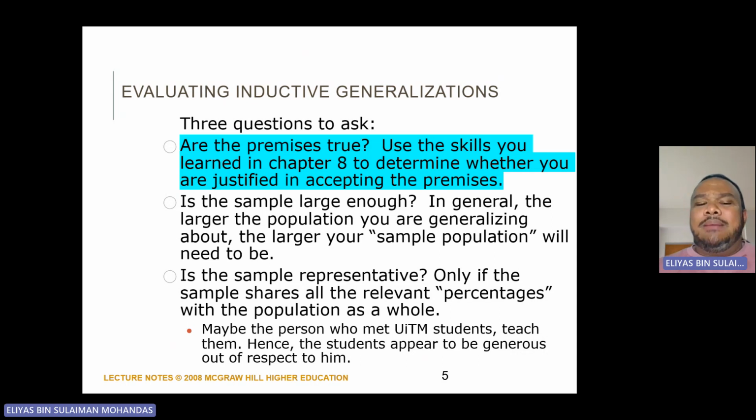What is a sample population? A sample population means a group of people that best represent the whole group of people. Hypothetically, if I were to have 250 students in UiTM, I cannot make a survey of each and every single student in UiTM.